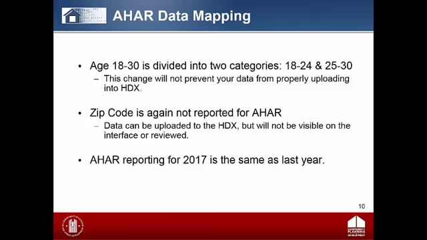Please recall that the AHAR submission requirements report separately on the number of persons aged 18 to 24 and 25 to 30, as they did last year. The question recording zip code of last permanent residence has again been hidden from view for the 2017 AHAR. This data element may still be included in an XML upload, but data corresponding to that question will not show up on the HDX.